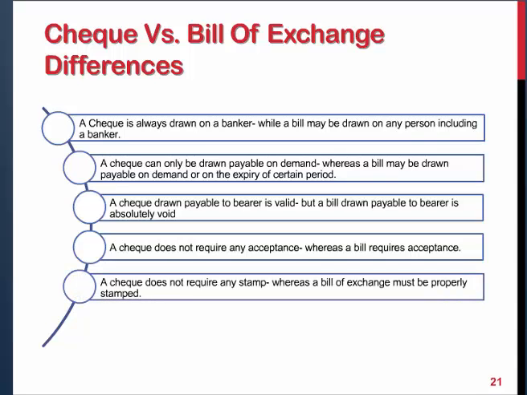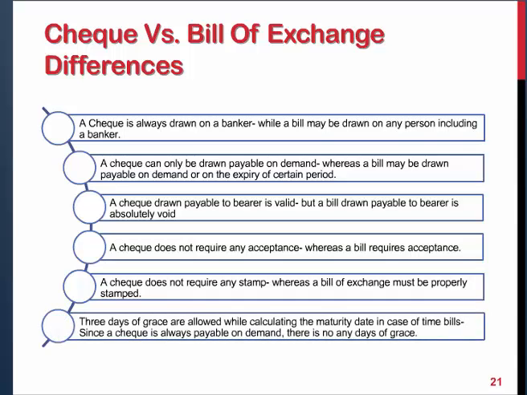A cheque does not require any stamp, whereas a bill of exchange must be properly stamped. Three days of grace are allowed while calculating the maturity date in case of time bills. Since a cheque is always payable on demand, there are no days of grace.